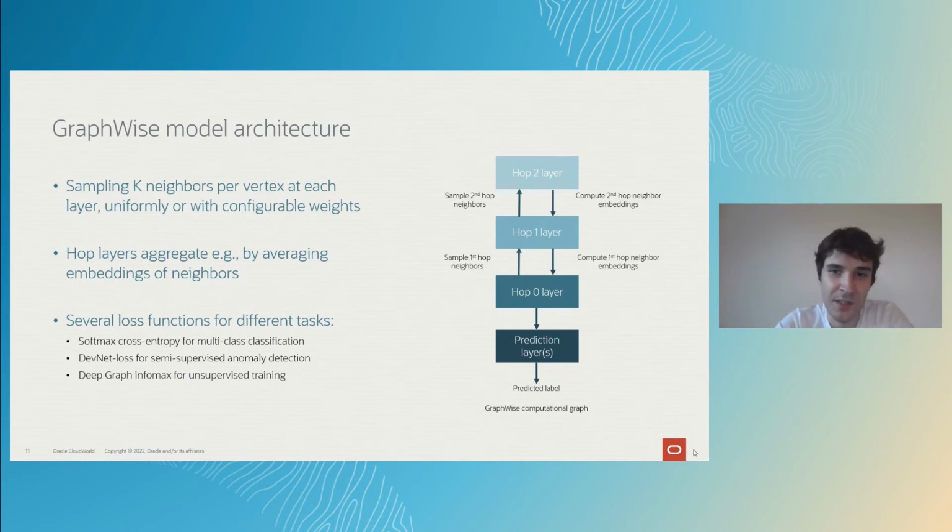Here we represented the fact that starting from hop 0, so the center vertex, we first need to sample the neighbors, and then again the second hop neighbors before we actually start doing computations. So we compute from the second hop layer back to the hop 1 layer, and then the hop 0 layer, to finally go to the prediction layers.